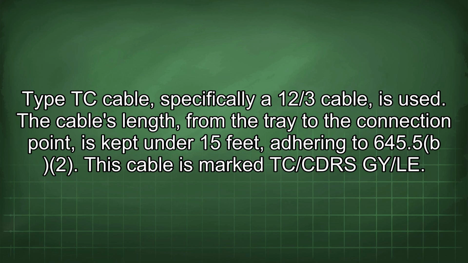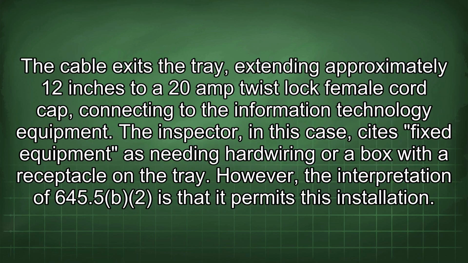This cable is marked TC/CDRS/GY/L. The cable exits the tray, extending approximately 12 inches to a 20 amp twist lock female cord cap connecting to the information technology equipment. The inspector, in this case, cites fixed equipment as needing hardwiring or a box with the receptacle on the tray. However, the interpretation of 645.5 is that it permits this installation.